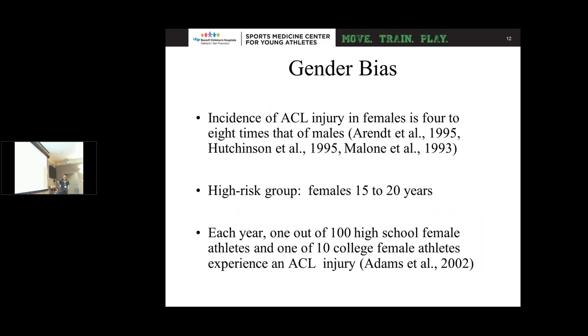Then, if you look at some other studies for ACL injuries, you actually see that the incidence is 4 to 8 times higher in females. That is terrible news, okay? Especially since half the population is female. And then our high school athletes are in that high-risk group, kind of that 15 to 20 years. And then, unfortunately, 1 out of 100 high school female athletes and 1 out of 10 college female athletes experience ACL injuries every year. So that's bad news. Luckily for you guys in our audience, you're here, we're going to learn, we're going to figure out, is there something that we can do to decrease that chance of injury, especially because we're playing the sport that we love.